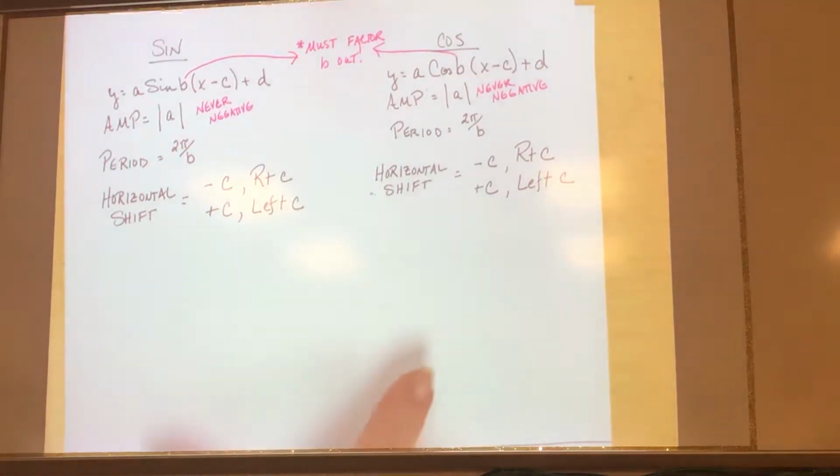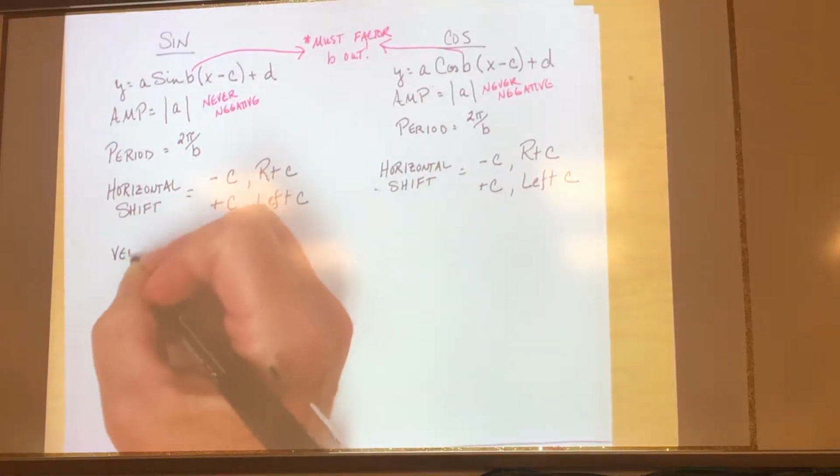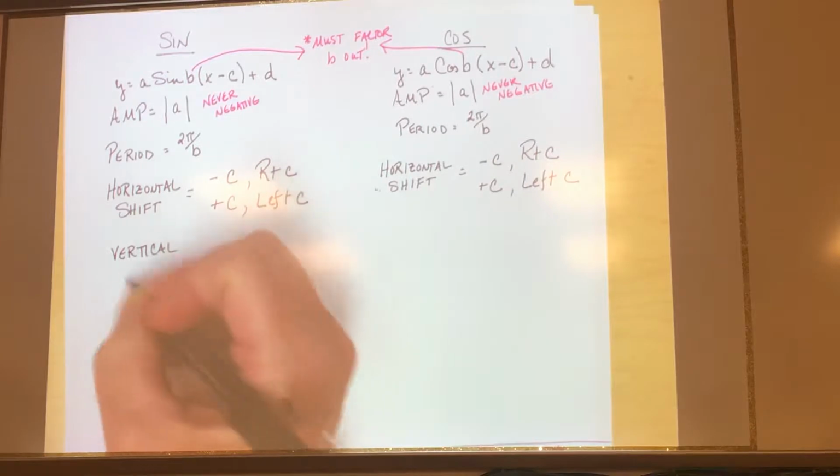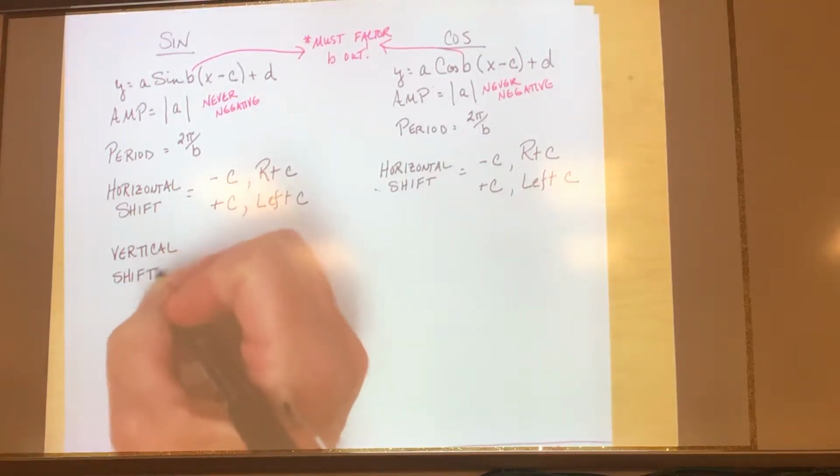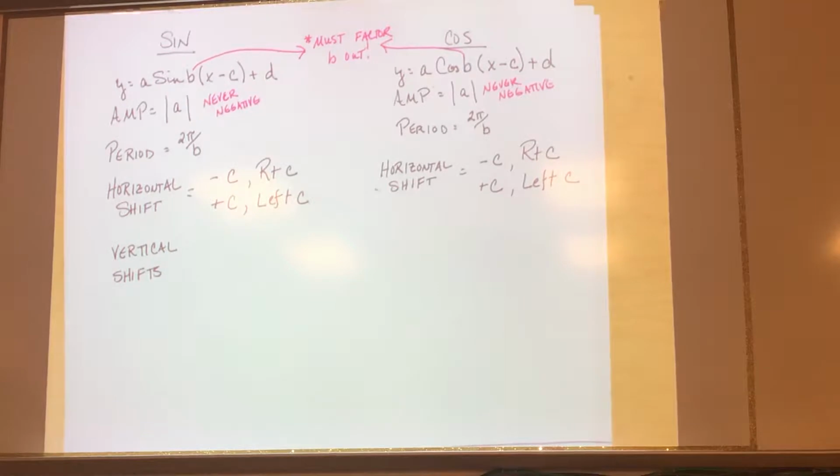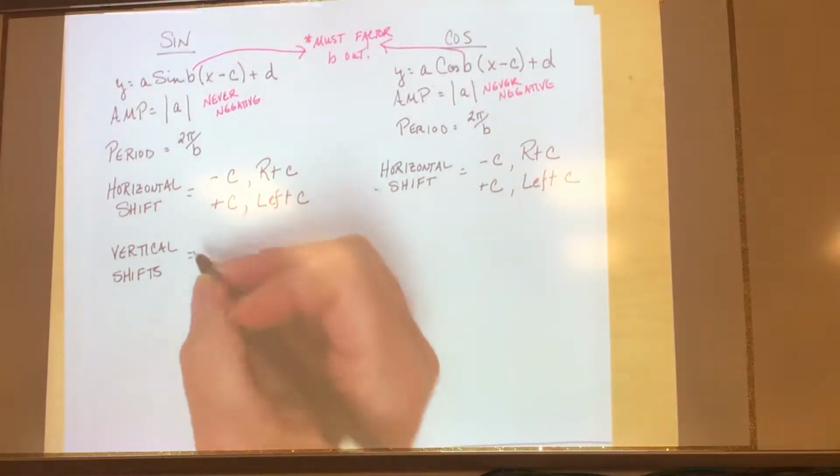Get your formula sheet out, the one where we're writing all our stuff down. Sine curve on the left, cosine curve on the right. And today we're going to talk about vertical shifts. So you find that and get it down, and then I'm going to look for all my notes. Okay, so a vertical shift.